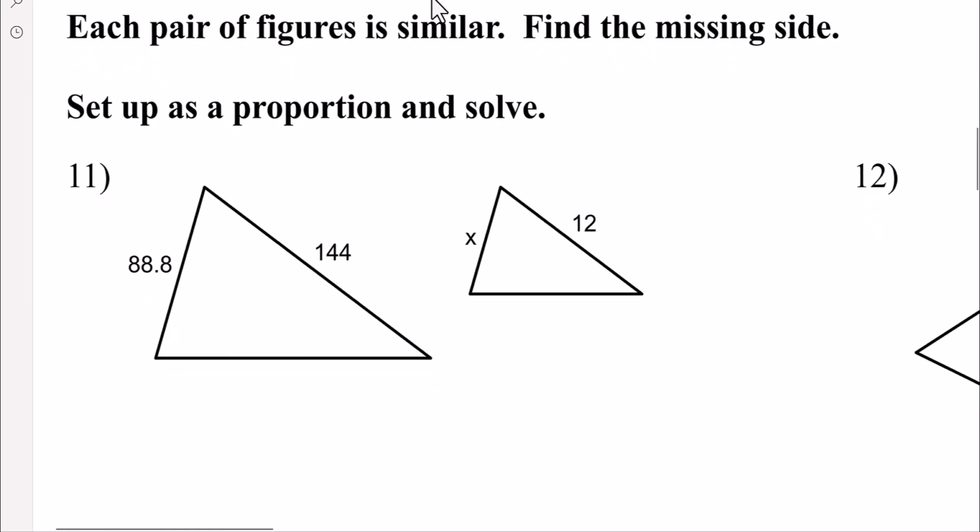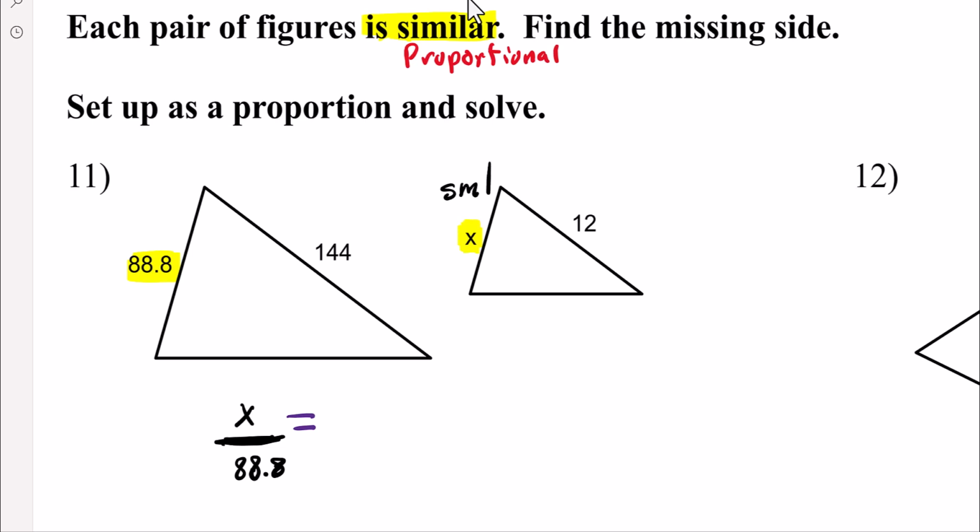Okay, on these, they're telling you that these shapes are similar. Similar means proportional, which means you set things up as a proportion. A good rule of thumb is to identify the side that corresponds with the x, and you always want the x in the numerator. And then to make sure you know what you're doing, this is the small shape. This is the big shape.